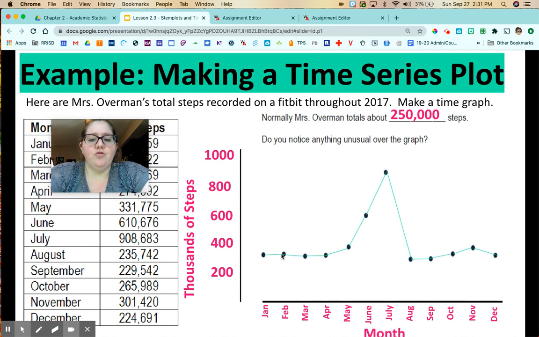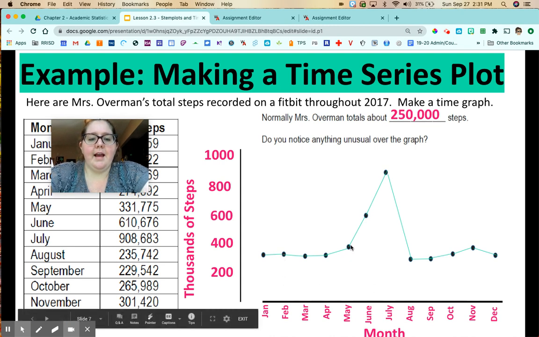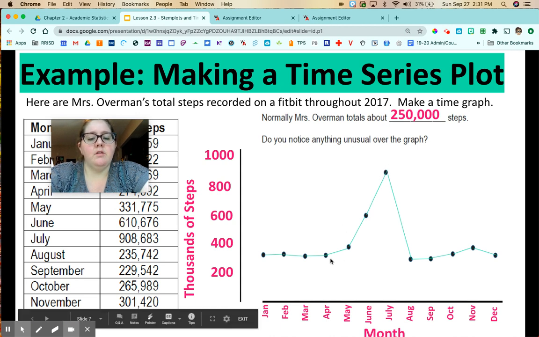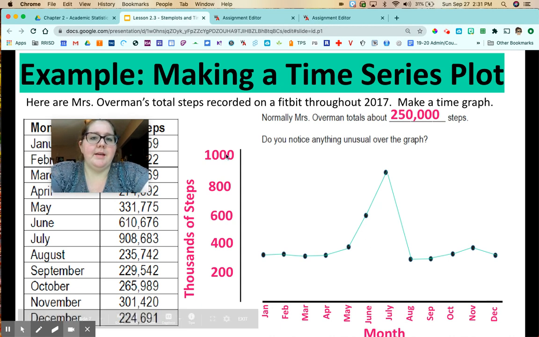But what is unusual, right? So the unusual thing, I don't think I have this typed on here, but we can see that starting in May through about July in those summer months, she's all of a sudden walking a lot more and getting a lot more steps in. So those numbers jump in the summer and then go back down when we get into the fall again. So those are patterns that we see. And that's really what you'd be expected to talk about on a time series graph, is just what are the patterns that you see throughout the graph.